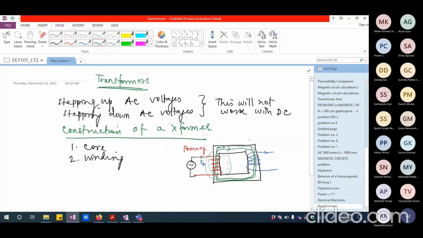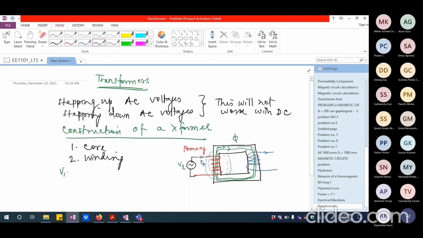So, by using a ferromagnetic core, you are trying to maximize the flux that is linking with both primary and secondary. The primary coil is getting a current because of the voltage that you have applied. Let me call this V1 or Vp. Now, this is creating a flux. Let me call that flux phi.